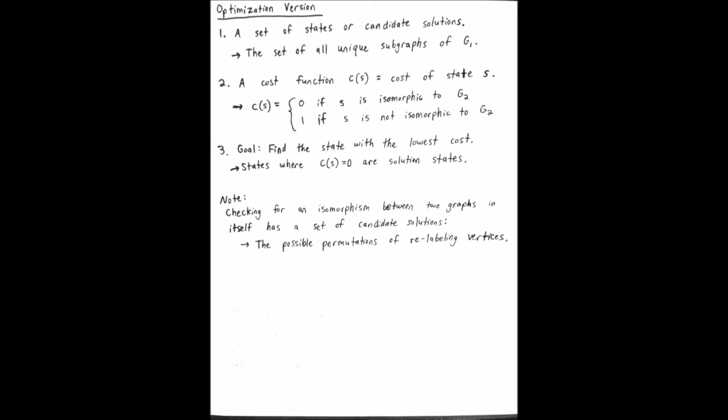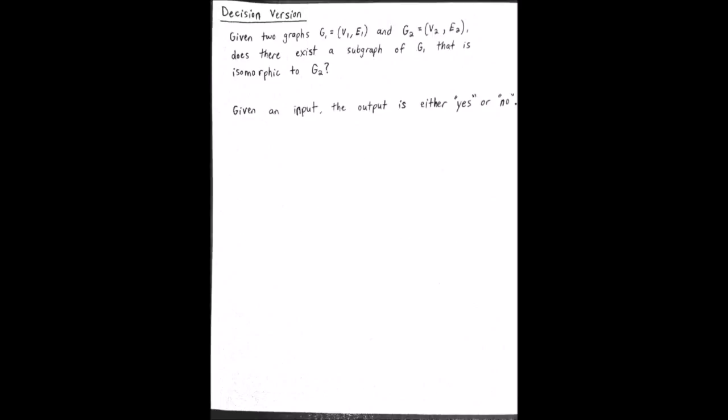So those would be the solution states. And a quick note: checking for an isomorphism between two graphs in itself has a set of candidate solutions, which is the possible relabeling of those vertices. So not only are we looking for the unique subgraphs, but we also have to check what possible relabeling makes it isomorphic to G2.